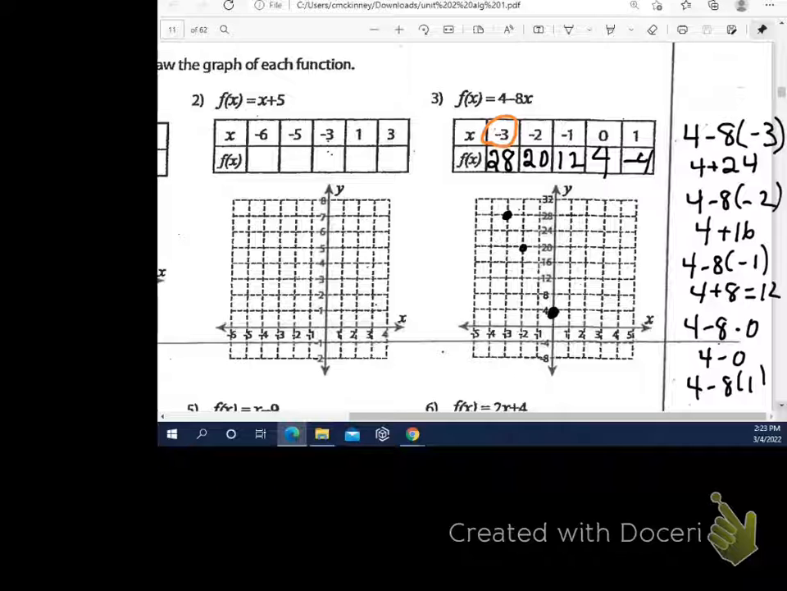Okay, I hope that was helpful. You should have had this paper right behind your domain, range, and is it a function notes.